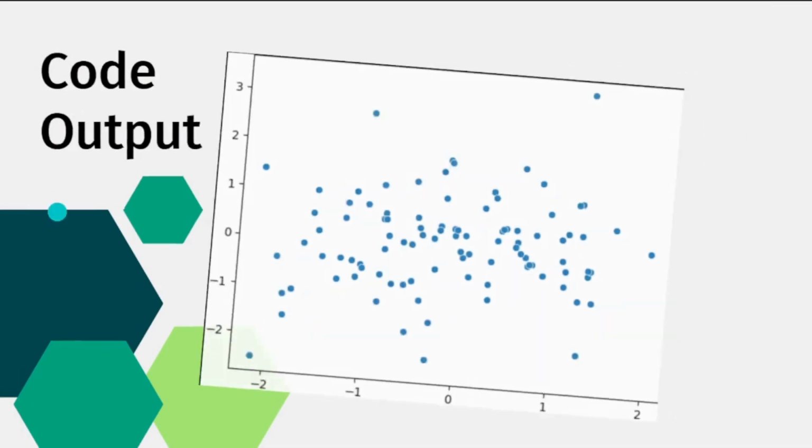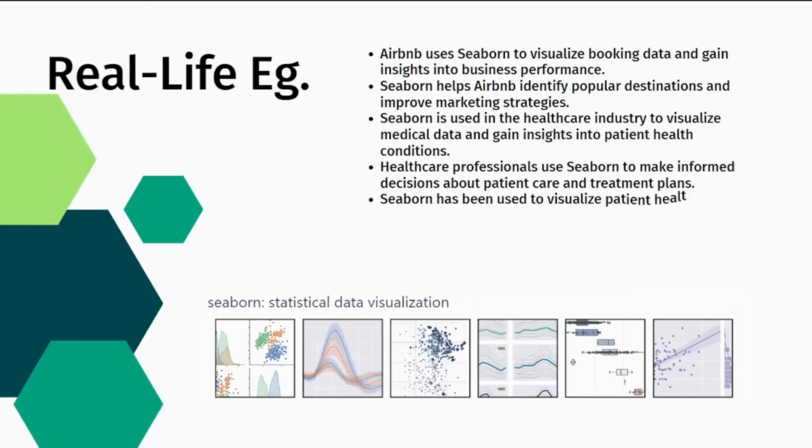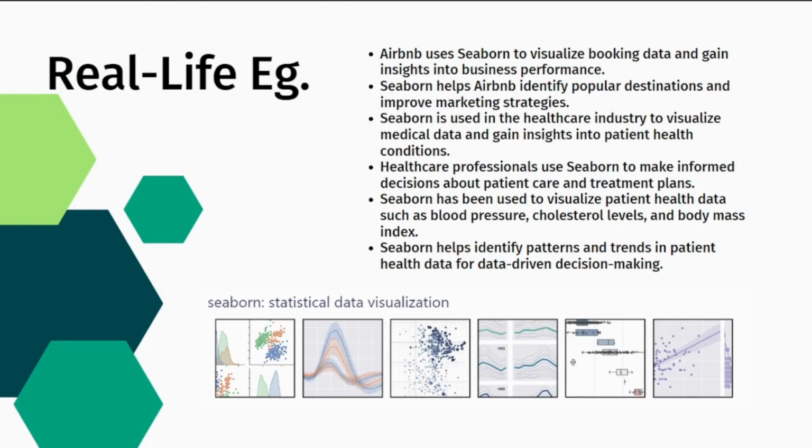Talking about the real life examples of Seaborn, now that we have seen some of the interactive code examples, let's take a look at some real life examples where Seaborn has been used to create impactful visualizations. One example of the use of Seaborn in industry is by Airbnb. Airbnb is a popular online marketplace that allows people to rent out their properties or find accommodations while traveling.